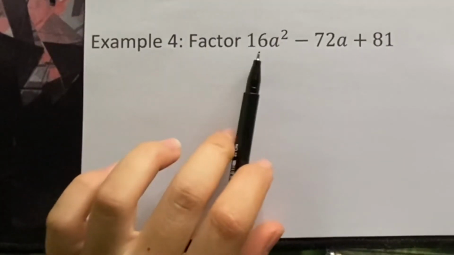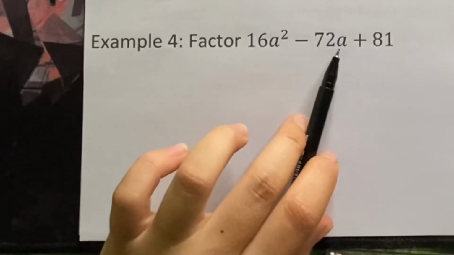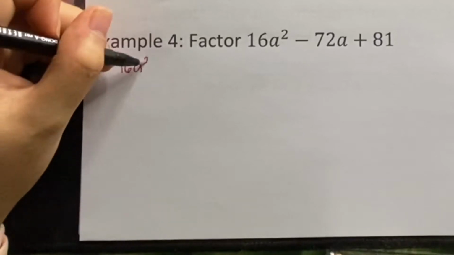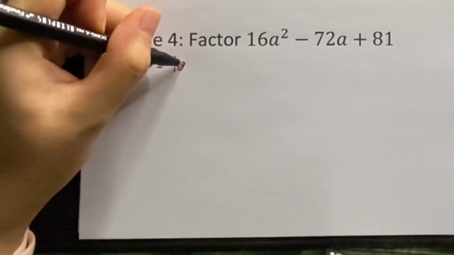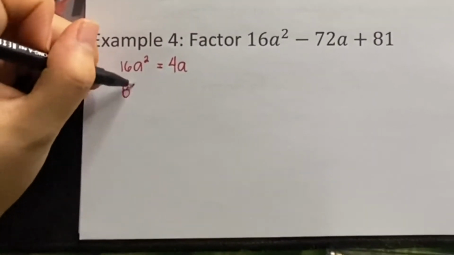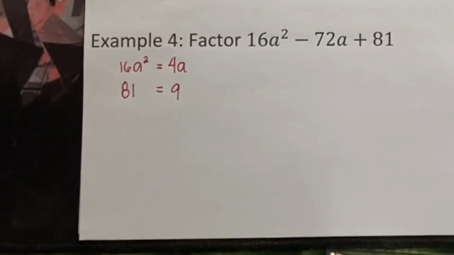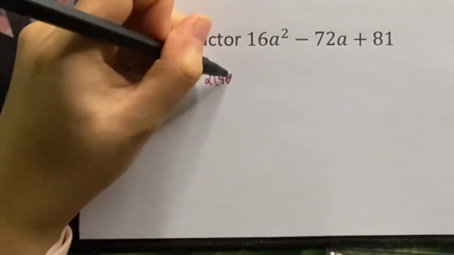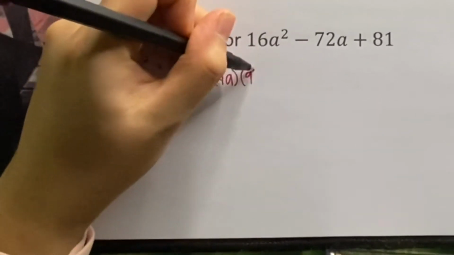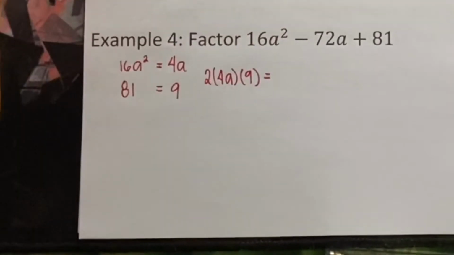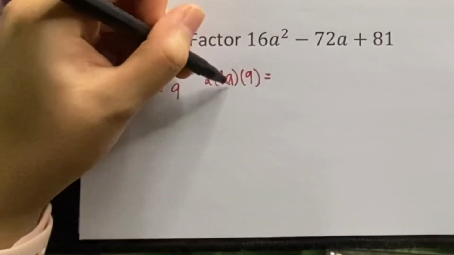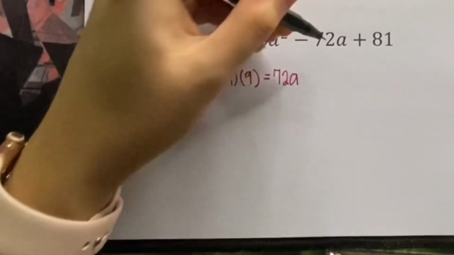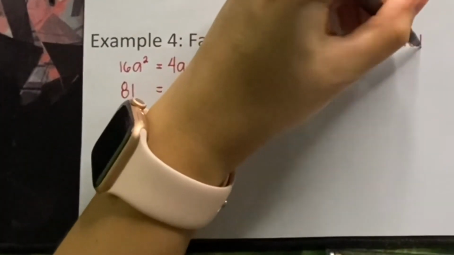Example 4, factor 16a squared minus 72a plus 81. Square root of 16a squared is 4a. Square root of 81 is 9. Then twice the product of 4a and 9 equals 2 times 4a, 8a. 8a times 9, 72a. So, nag-satisfy, PST siya.